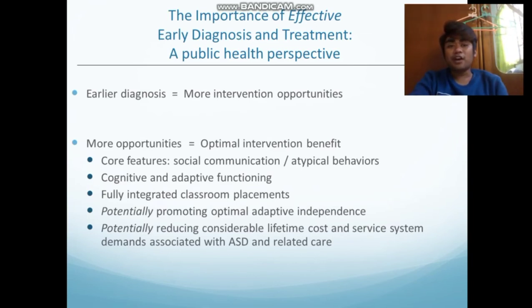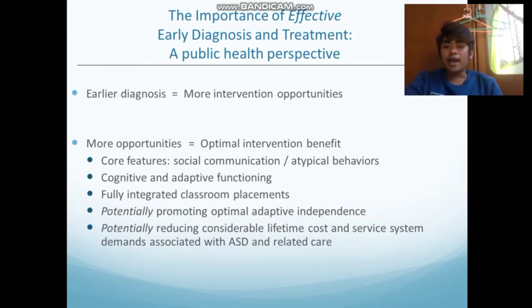And the importance of effective early diagnosis and treatment, from a public health perspective. Early diagnosis means more intervention opportunity, and more opportunity for optimal intervention benefit. What are the optimal intervention benefits? First, core features, social communication and atypical behaviors. Next, cognitive and adaptive function, then fully integrated classroom placement, potentially promoting optimal adaptive independence, and last, potentially reducing considerable lifetime cost and service system demands associated with ASD and related care.